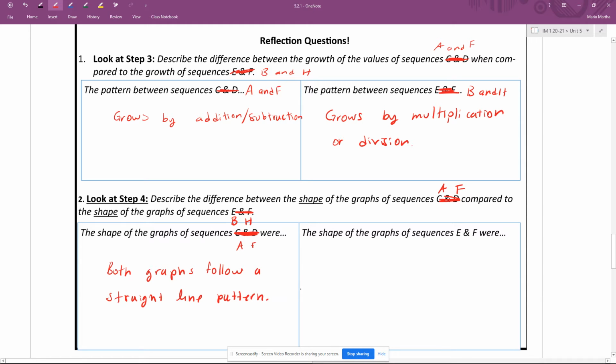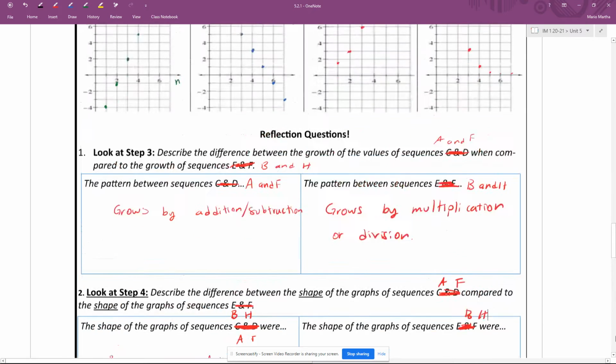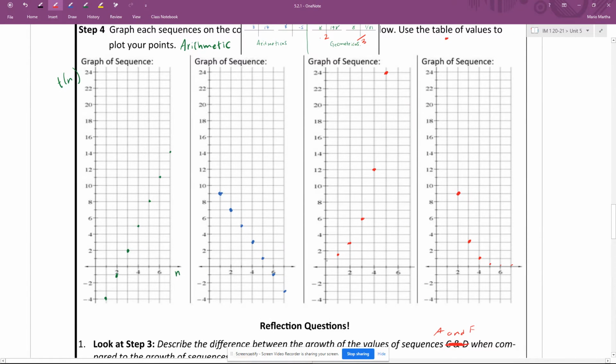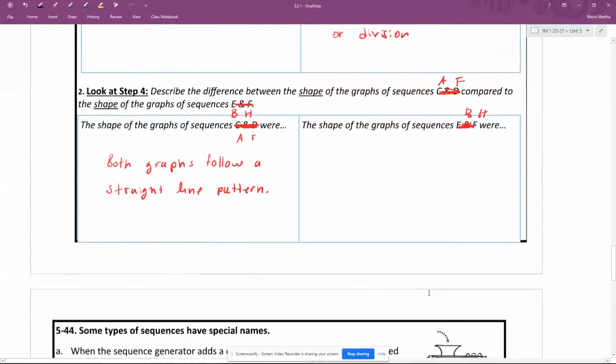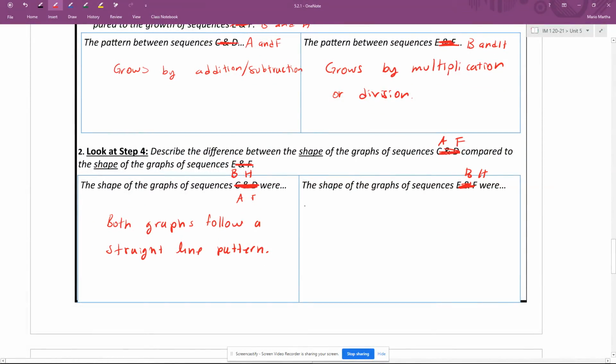And then for B and H, right? So for B and H, the shape of those graphs, if you guys notice here, goes kind of straight, and then up. And then this one started up here and then again, right? So it kind of starts at a high value or a low value and it starts to increase rapidly, right? So it kind of looks like a slide, if you guys want to call it that. So these follow a curving pattern, right? A curved pattern.